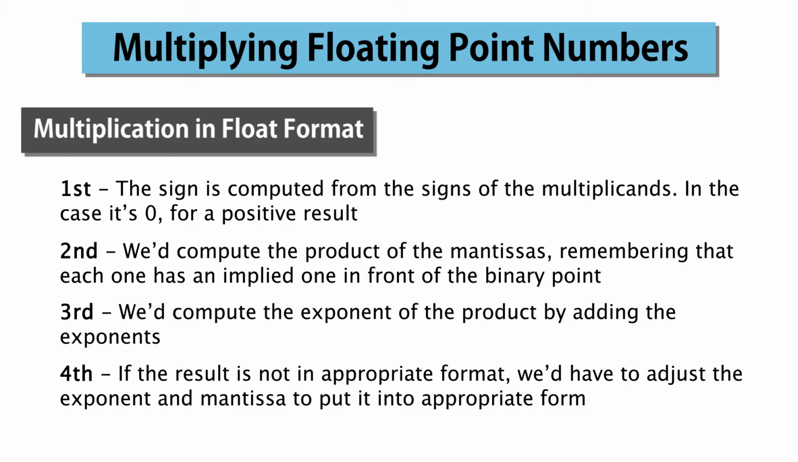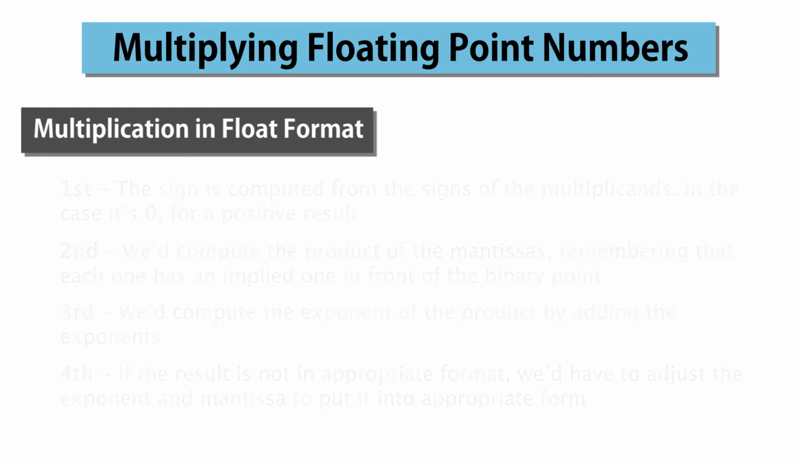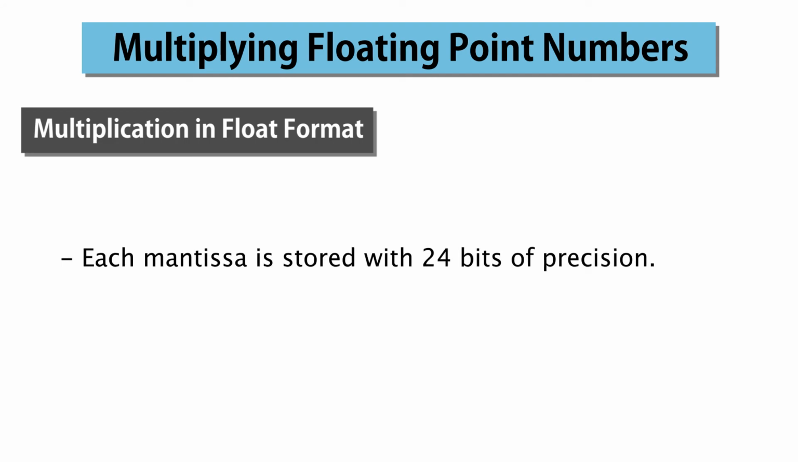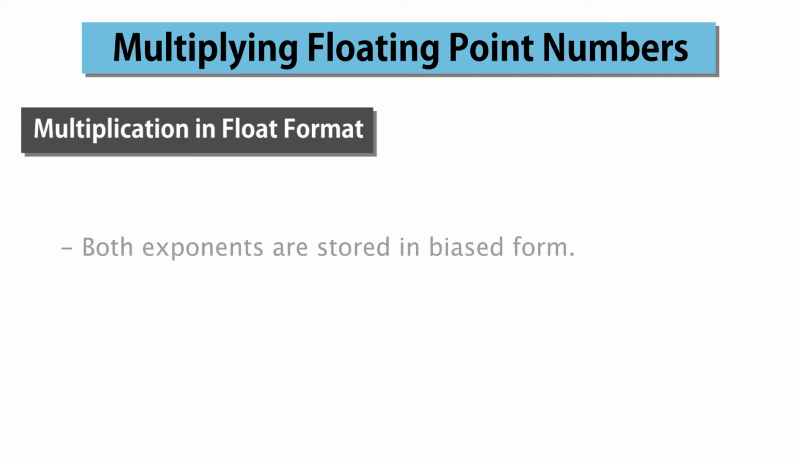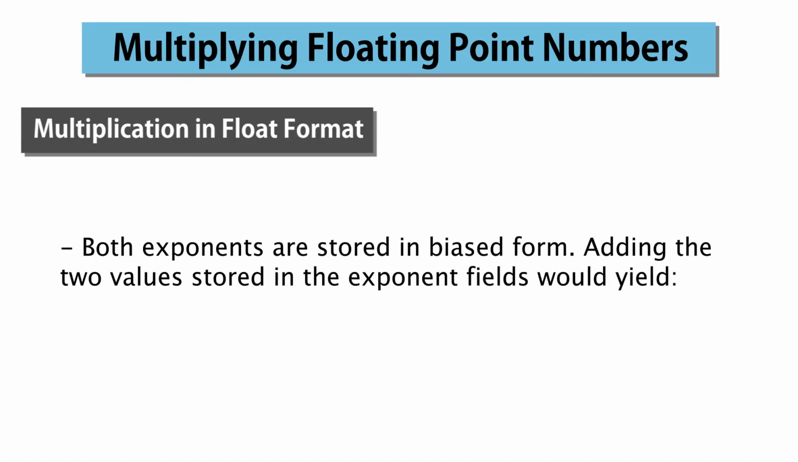Sounds straightforward, but there are some significant complications that make a floating point multiplier a pretty complex piece of circuitry. For one thing, each mantissa is stored with 24 bits of precision, but the product of two 24-bit numbers may require 48 bits to store. The hardware must compute the exact answer and round to 24 bits using the designated rounding mode. Second, both exponents are stored in biased form. Adding the two values stored in the exponent fields would yield exponent 1 plus exponent 2 plus 2 times the bias. That means that we need to subtract away one copy of the bias to obtain the representation of the product's exponent. We'd also have to worry whether the resulting exponent is representable in 8 bits and what to do if it's not. For example, we might return a positive or negative infinity.